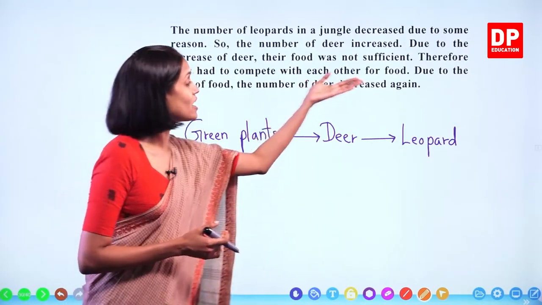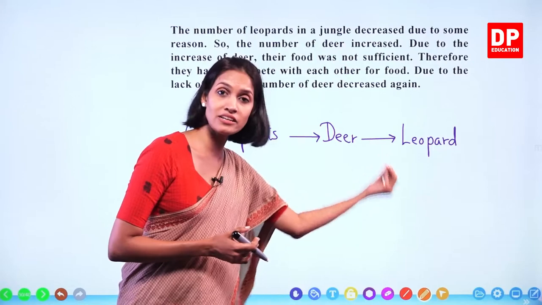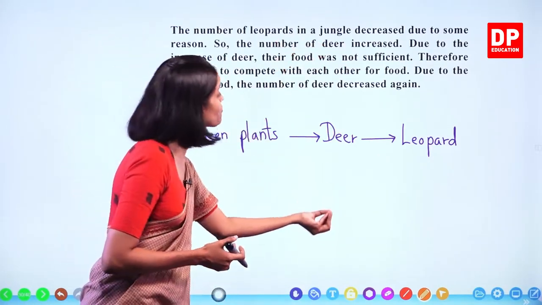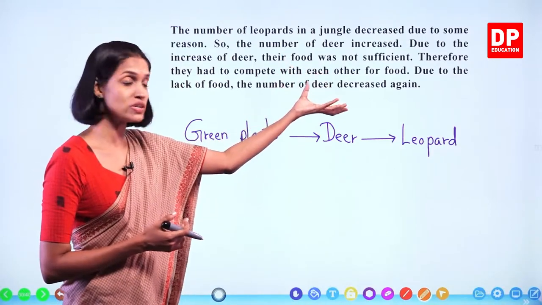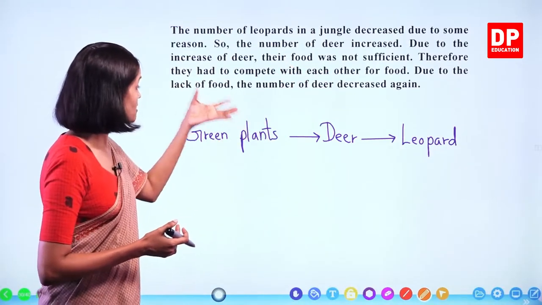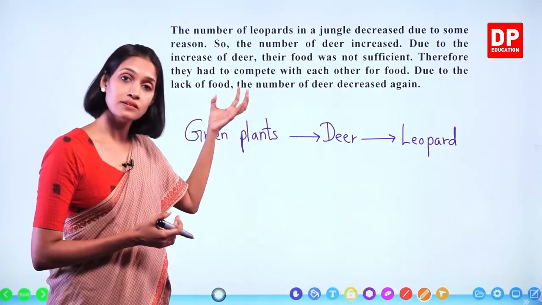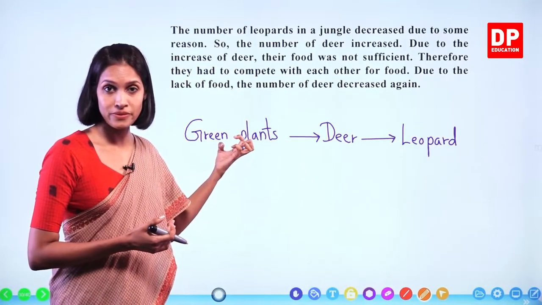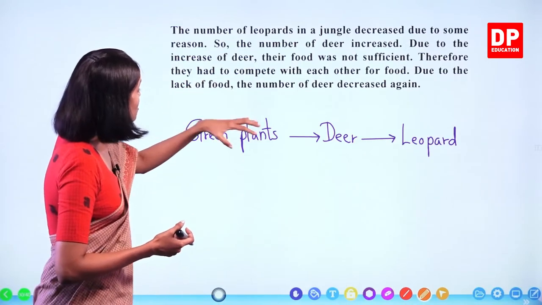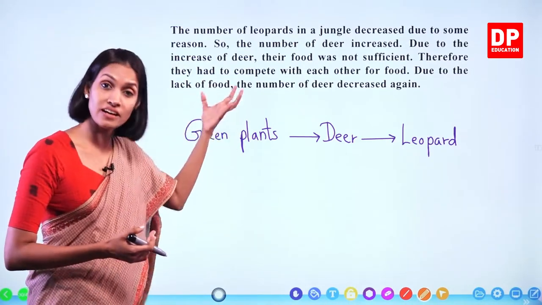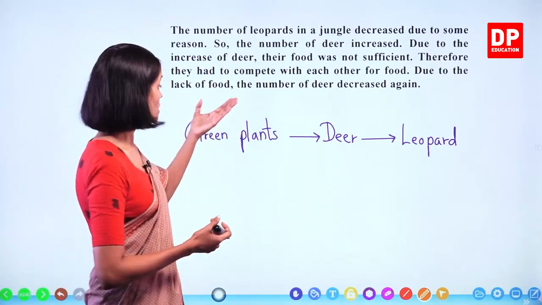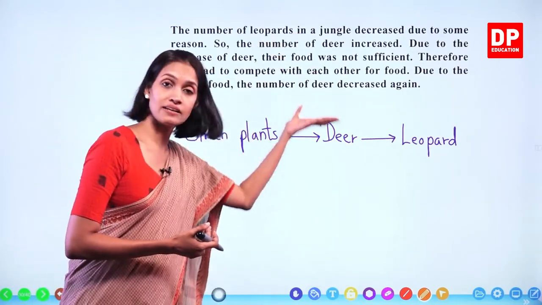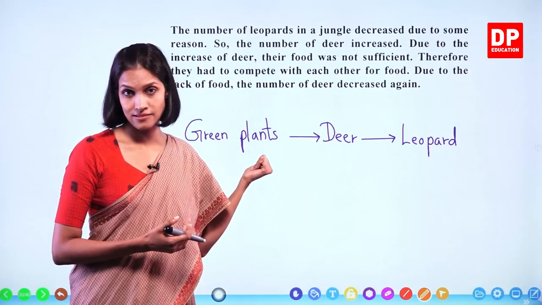Okay, children, when the number of leopards suddenly decreases, what happens? The number of deer suddenly increases. When the number of deer suddenly increases, what happens, children? The number of green plants will suddenly decrease because they consume the green plants. Right? Then again, when the amount of green plants suddenly decreases, what happens? Because the deer don't have food, the number of deer suddenly decreases again.